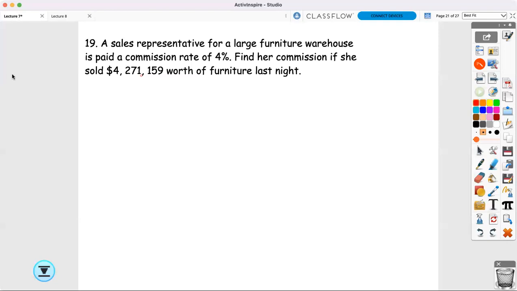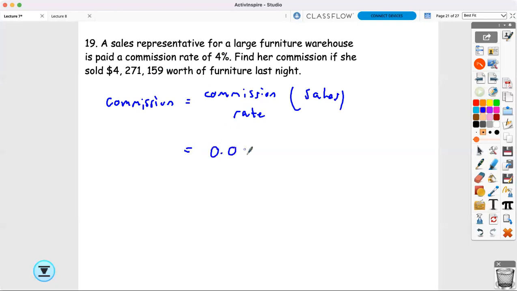So the formula for commission is commission equals commission rate times sales. Right, so I'm gonna write the formula out. So it was commission is equal to the commission rate times the sales. Well, the rate's 4%. As a decimal, that's just 0.04 times the sales.